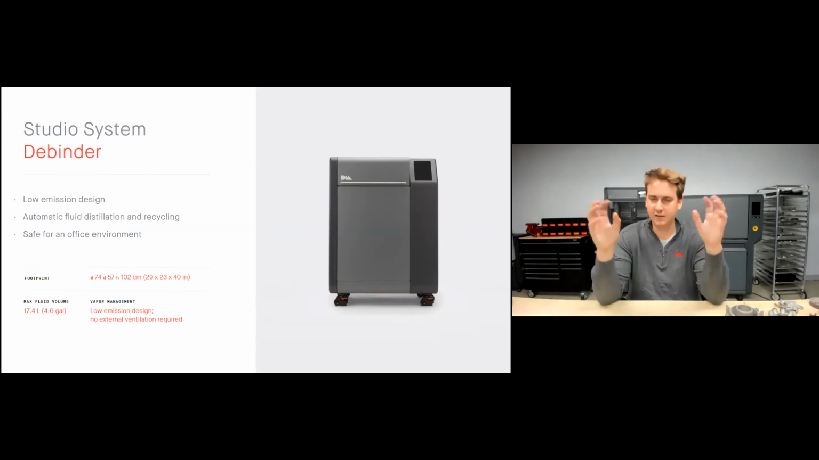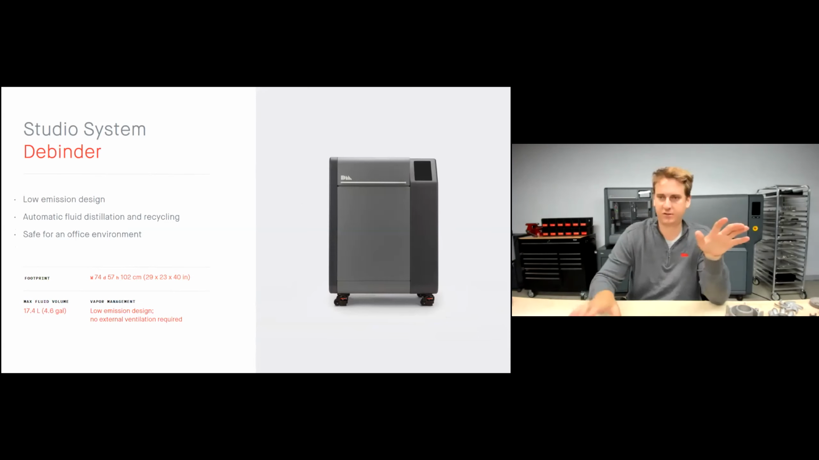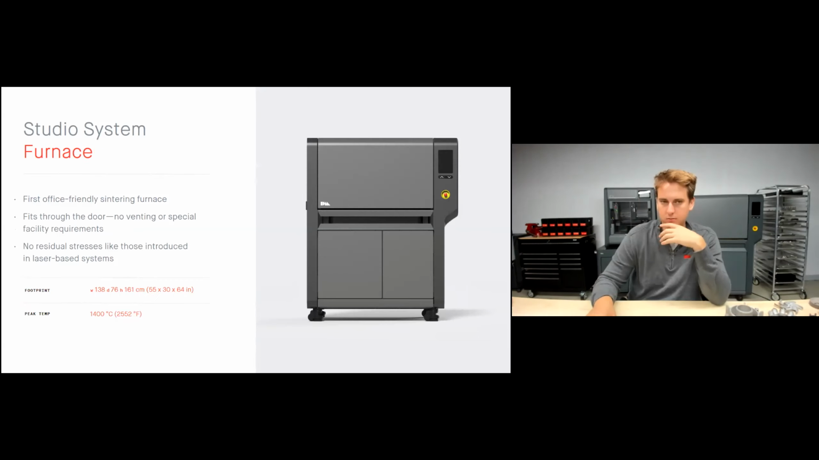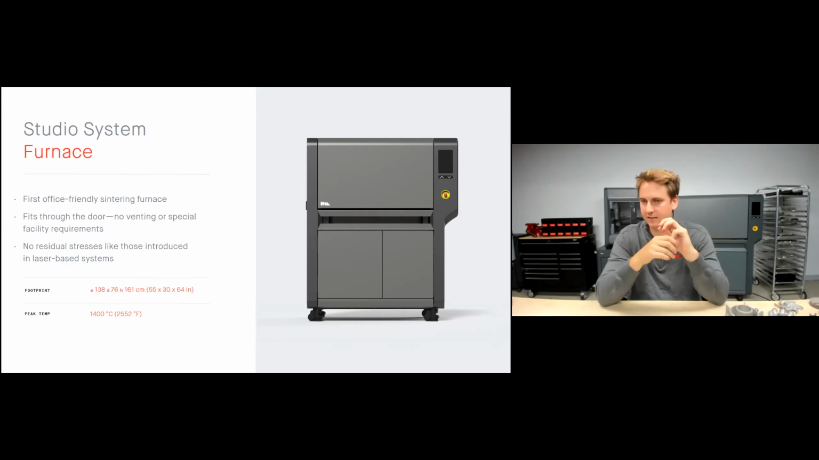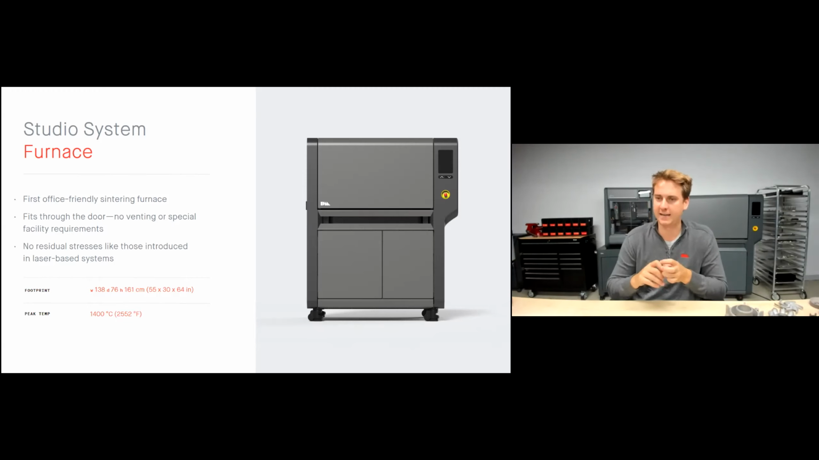The parts go into the debinder dry, they come out of the debinder dry, meaning you're never exposed to any debind fluid. The furnace, it's really the first office-friendly sintering furnace. It's going to fit through an office doorway. There's no residual stresses involved in the process, like those of the laser-based system. The furnace has a peak temperature of 1400 degrees Celsius, which allows you to sinter a wide variety of alloys to the highest densities possible.